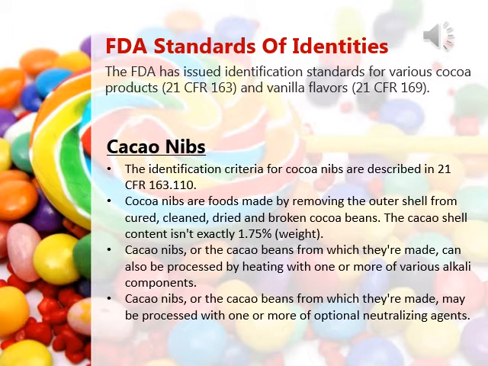The cacao shell content is not more than 1.75% per weight. Cacao nuts, or the cacao beans from which they are made, can also be processed by heating with one or more of various alkali components. Cacao nibs, or the cacao beans from which they are made, may be processed with one or more optional neutralizing agents.